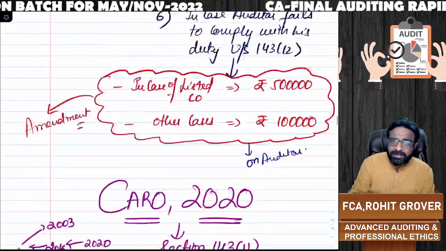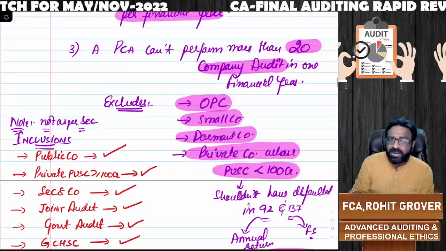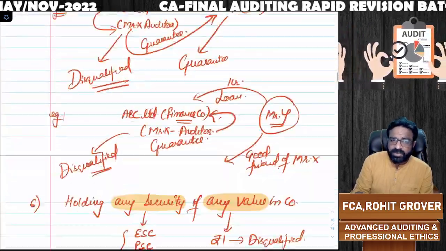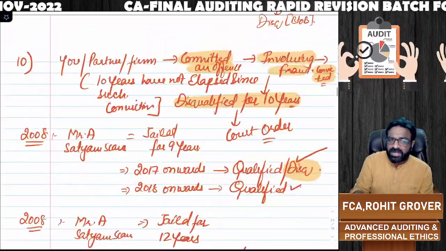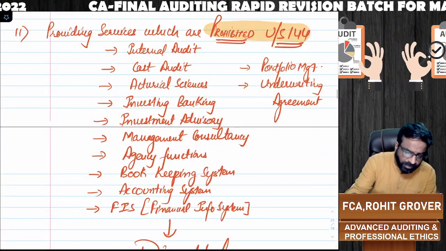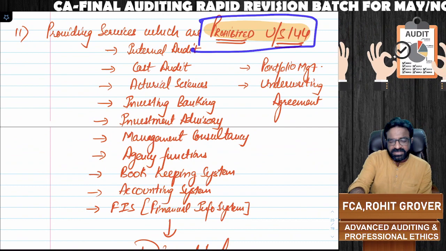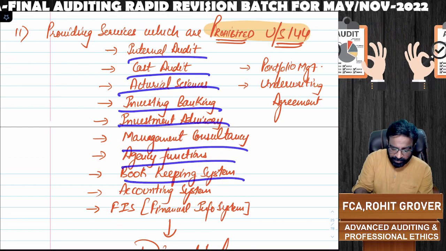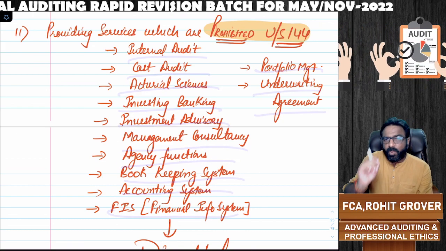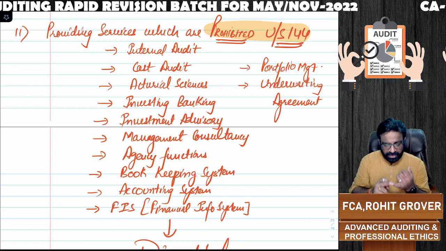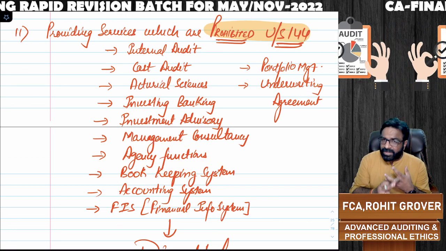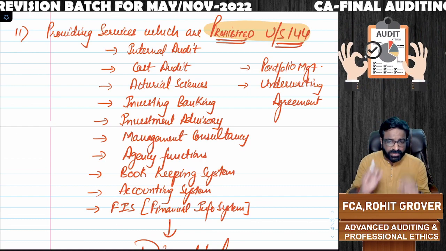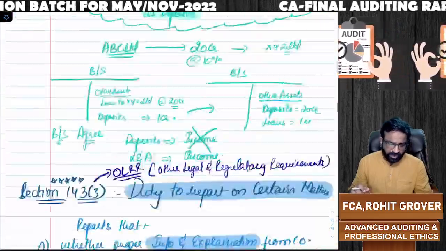Do you remember, yesterday in the previous session we did section number 141 subsection 3, disqualification. Do you remember the last disqualification? What was it? The auditor is not allowed to provide services which are prohibited services under section 144. So these are the list of those prohibited services which you have to remember. So with that, section number 144 is also over. So 139 is over, 140 is over, 141 is over, 142 is over, 143 is over except CARO 2020, and 144 is over. Now let us understand what is section number 145.